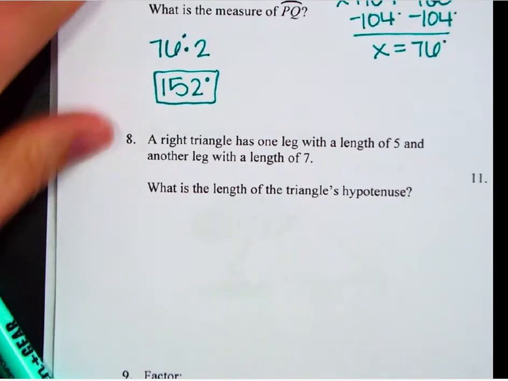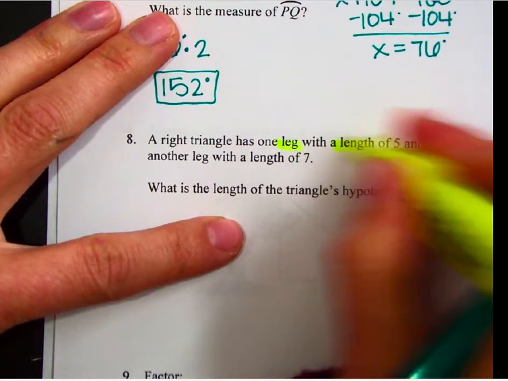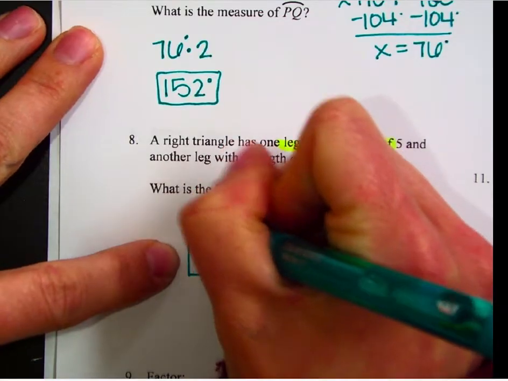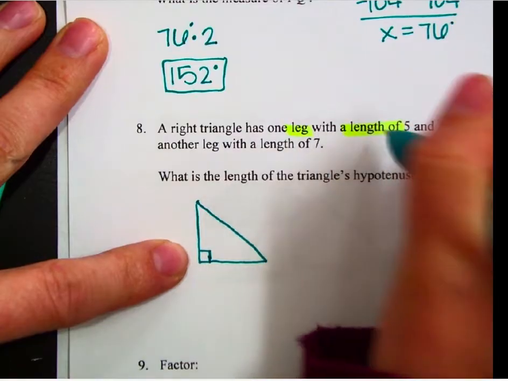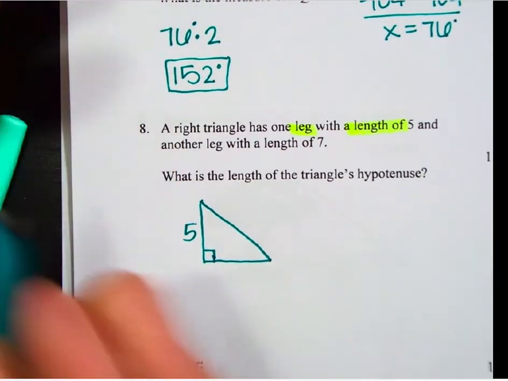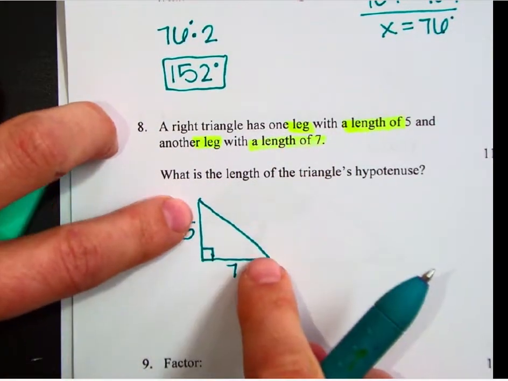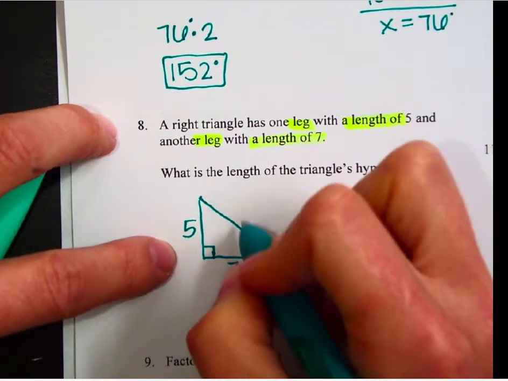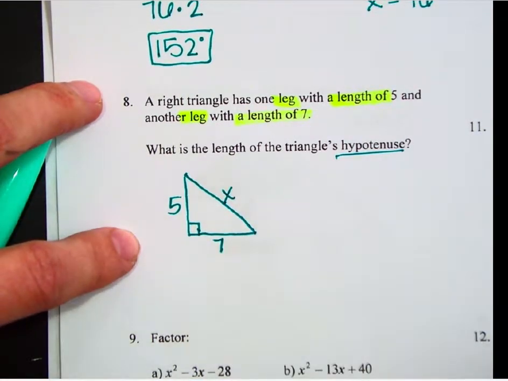Number 8, we have a right triangle with one leg length of 5. That's important. Actually, I'm going to pause real quick and go ahead and draw a right triangle, since that's what we're talking about, so I can give myself a visual. One of the legs is a length of 5, and another leg has a length of 7. We know the legs are the sides that are perpendicular, the sides that form the right angle. And then they're asking us to find the hypotenuse. We know that means find the largest side in the right triangle.